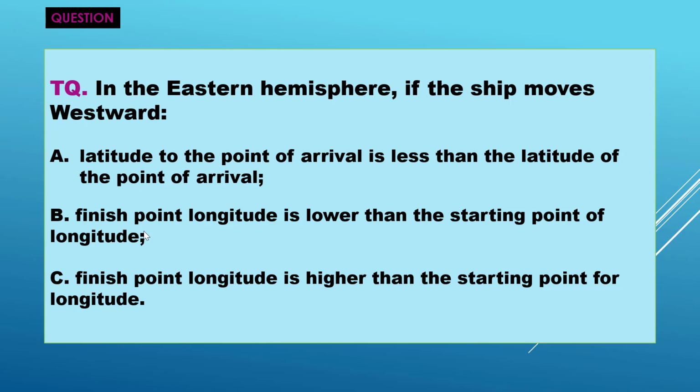So this one is a test question for you, my viewer. Try this with a diagram. The question is, in the Eastern Hemisphere, if the ship moves westward, what will be the correct answer? A. Latitude to the point of arrival is less than the latitude of the point of arrival. B. Finish point longitude is lower than the starting point of longitude. C. Finish point longitude is higher than the starting point for longitude.